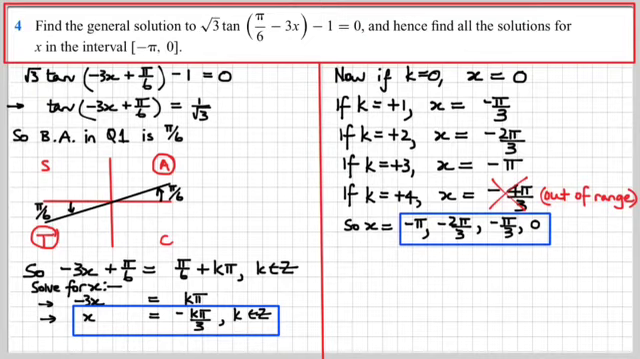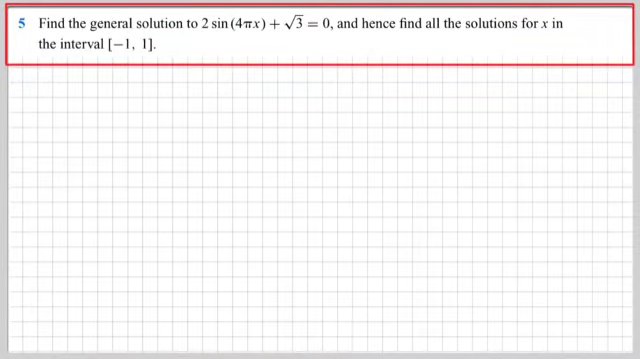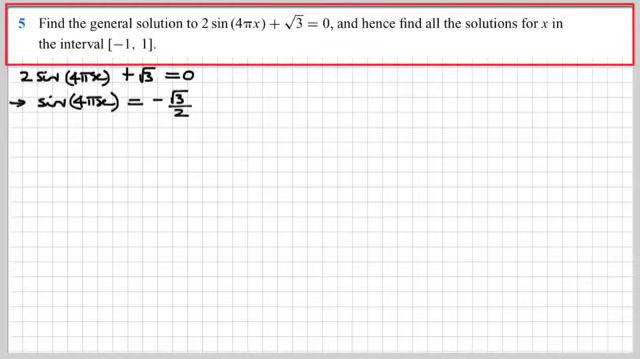One more question. I think we might as well have a go at number 5, don't you? Find the general solution to this thing. Same old, same old. A little bit different in there, but no problem. And hence find all the solutions in that interval. Again, square brackets. So that's all right. Let's go with it. We've got 2 sine 4 pi x plus √3 is 0. Therefore, sine of 4 pi x would be minus √3 on 2.